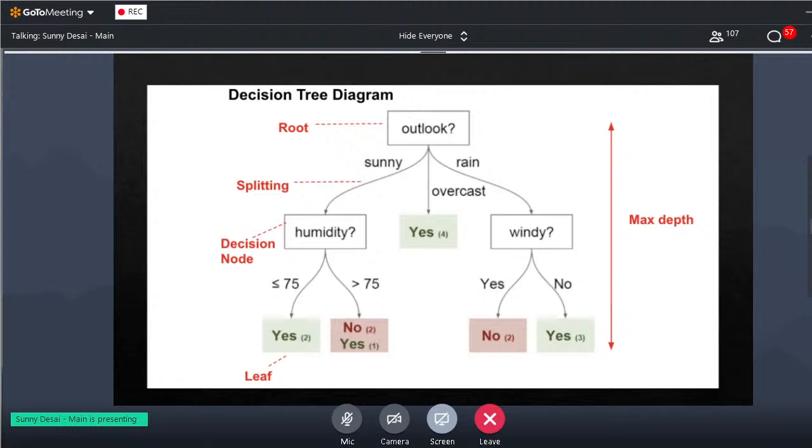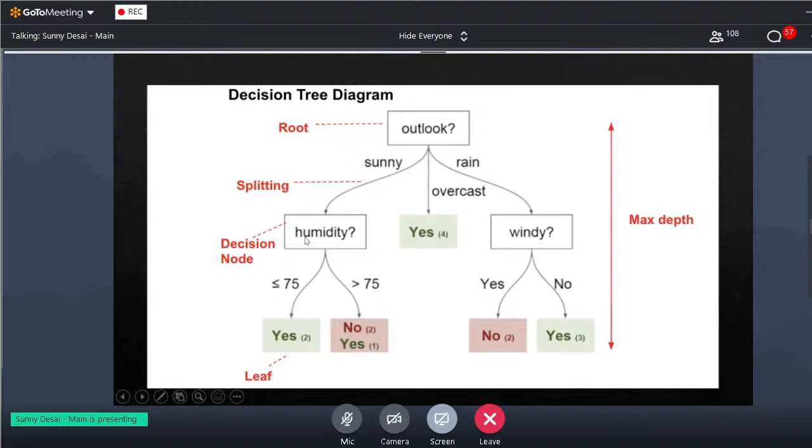Now, how does a decision tree identify what is a root node? That we will come to a little later. But right now, please remember that the first node is known as a root node. The root node is further split into various different branches.